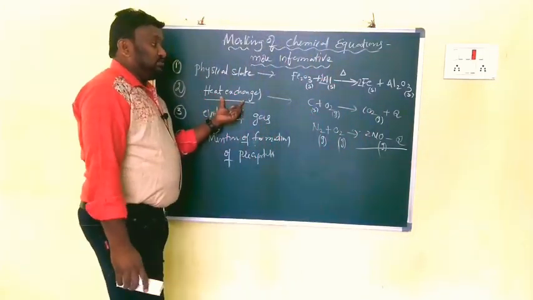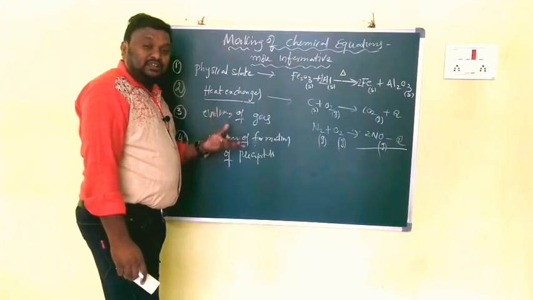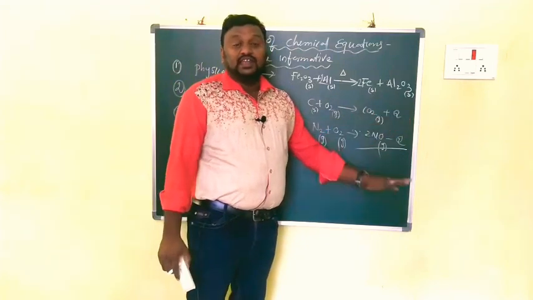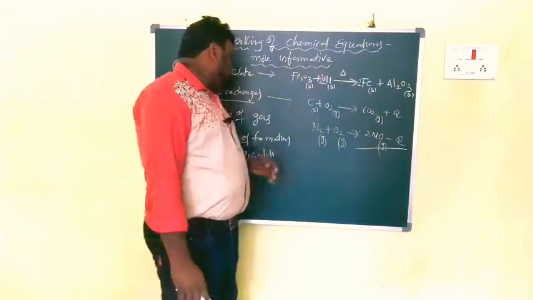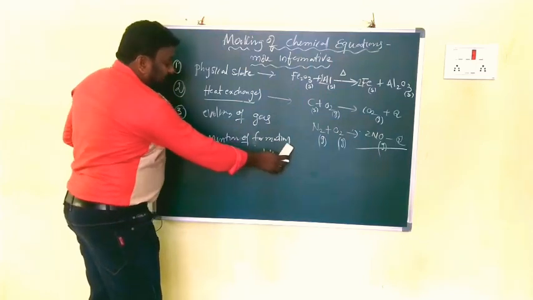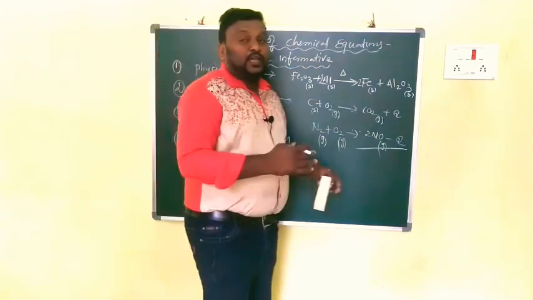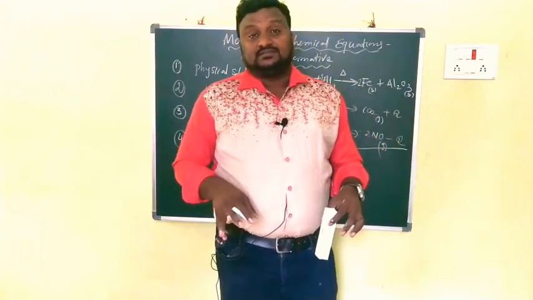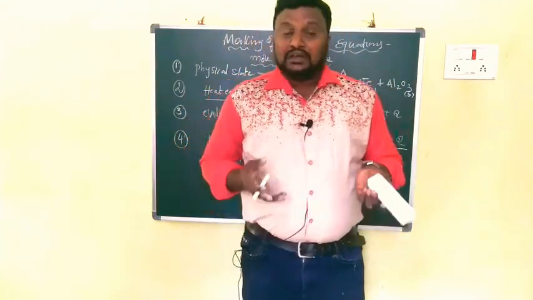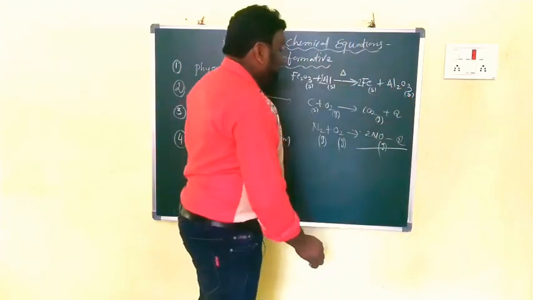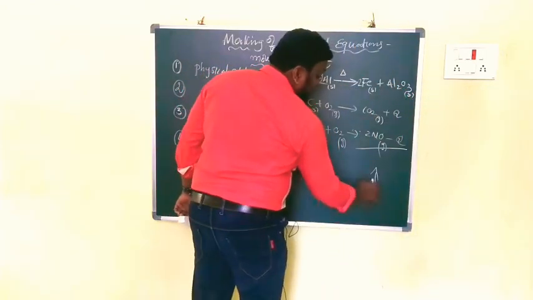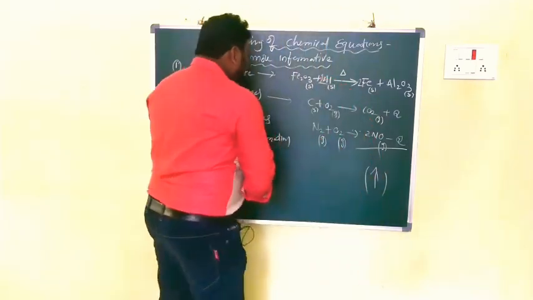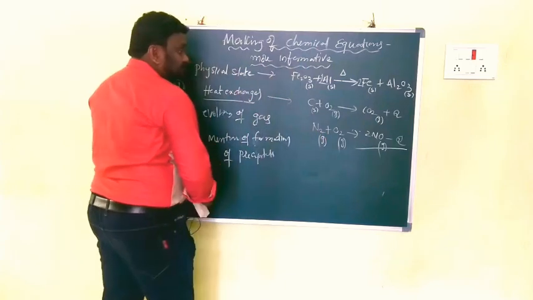That's why, in heat exchanges, we make the chemical equation more informative by mentioning whether heat is absorbed or evolved. That is the second one. And the third one is evolving of gas. If there is any liberation of gas in the products, how can we mention it? I already told you. We can show the gas liberation by an upward arrow.